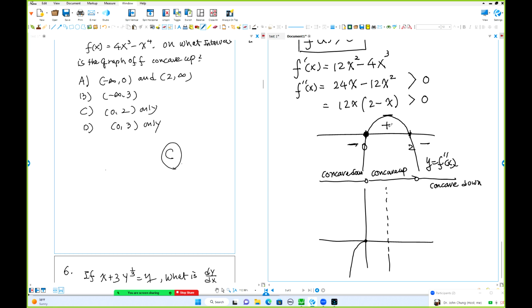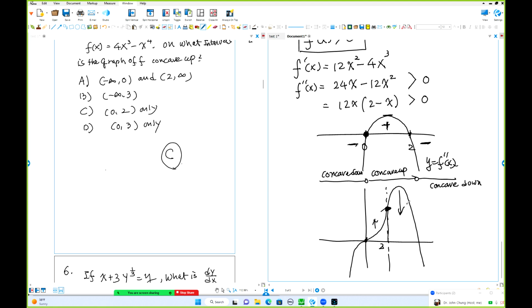So concave up, increasing, right? Are you okay with this? Positive over here, right? After that, concave down, still increasing, okay? Concave down, still increasing. Something like this one. So from 0 to 2, there is only one concave up. After 2, they are all concave down, okay? Are you okay with this?